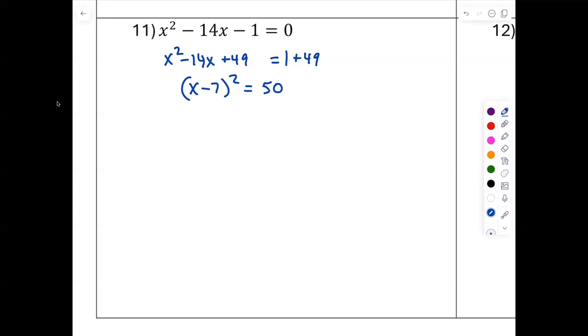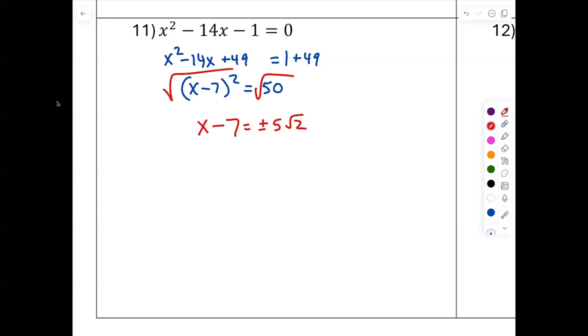Now we take the square root. And now hopefully you remember that the square root of 50 is 5 radical 2, but you always forget the what? Plus or minus. So everybody's supposed to put down plus or minus 5 radical 2, x minus 7 equals.